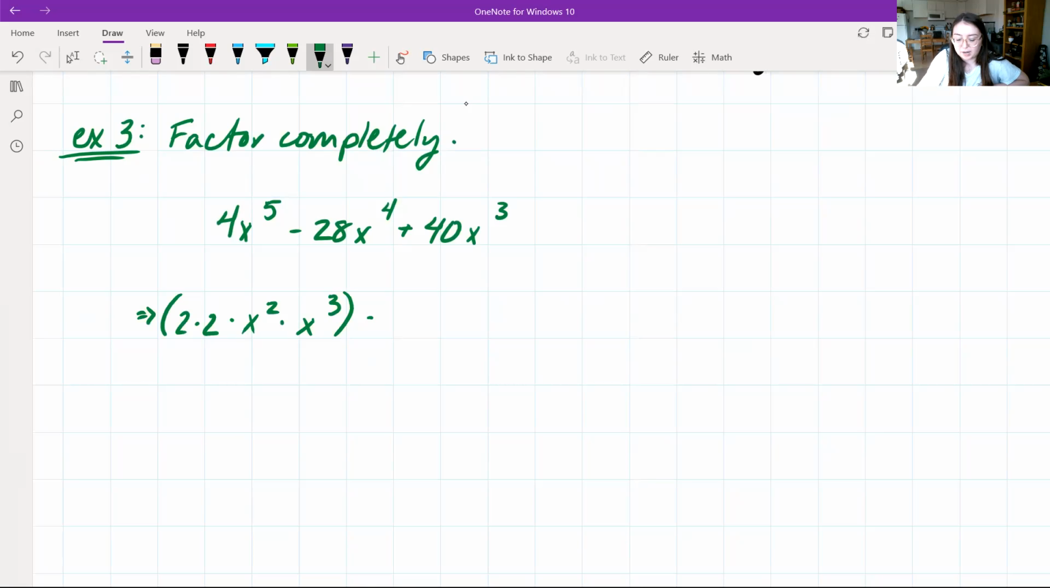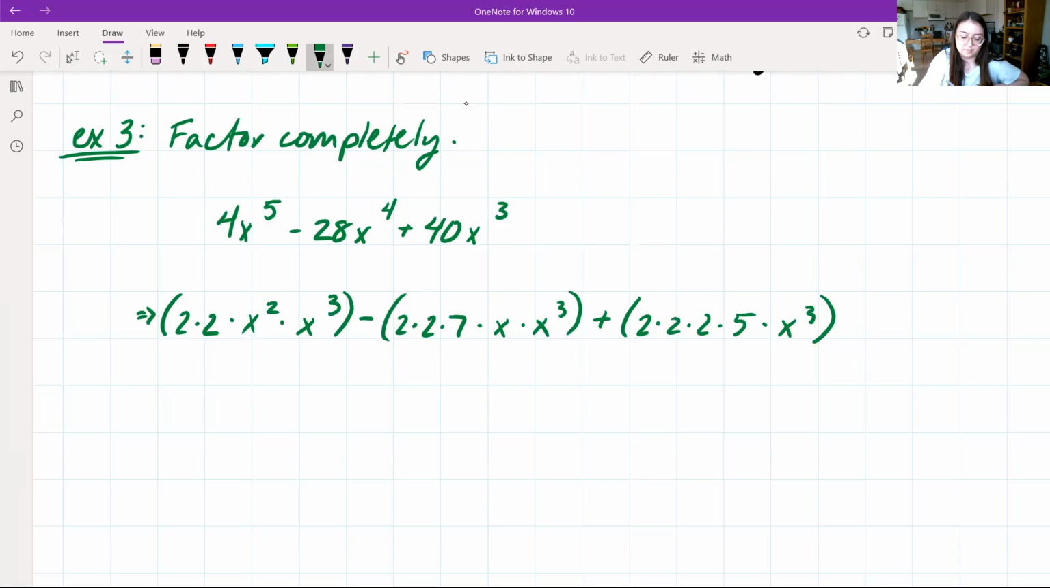Then 28x to the power of 4. 28 can be separated into 2 times 14, which is also 2 times 2 times 7. Then we have x to the power of 4, which is x times x cubed. Then lastly, we have 40x cubed. So 40 is going to be 2 times 20, which is 4 times 5. So we'll have 2 times 2 times 2 times 5 times x cubed.